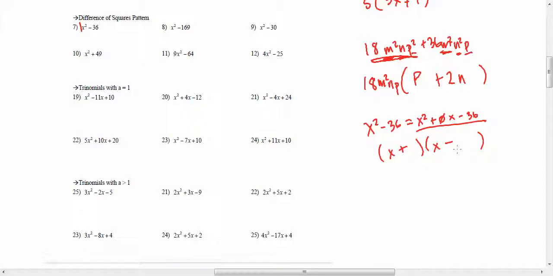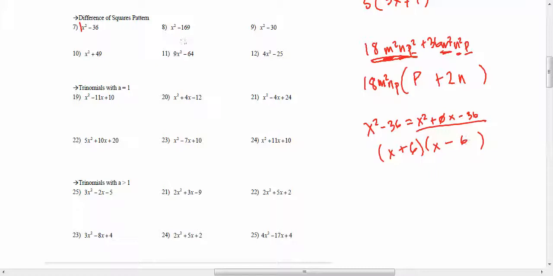Right? Now, what numbers can I choose? They need to be two numbers that multiply out to be 36, but also add to be 0. 2 and what? 18? 2 and 18 multiply out to be 36. I agree with you. They don't add to be 0. 6 and 6. Perfect. Good job. No, you said 2 and 18.